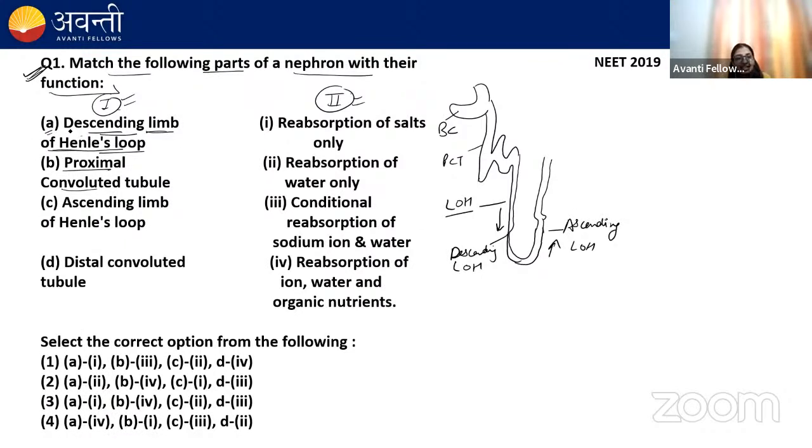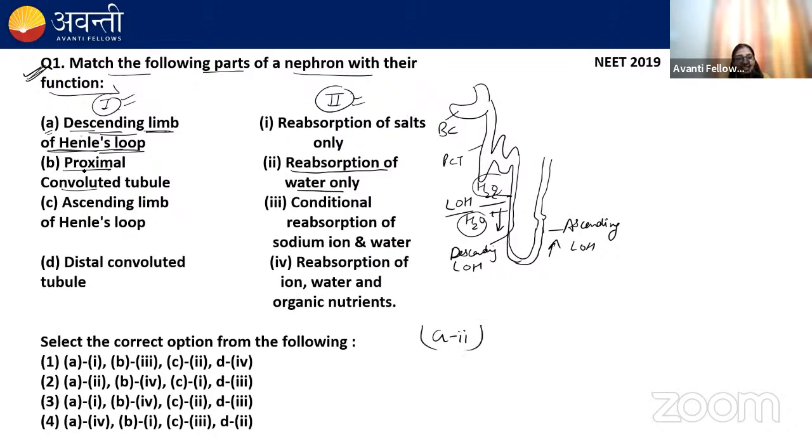Now the question is saying descending limb of loop of Henle. In descending limb, I told you only water reabsorption takes place, only water. The walls of the descending limb of loop of Henle are impermeable to salt. So only water will be reabsorbed from the descending limb. So A, reabsorption of water only, will be 2.